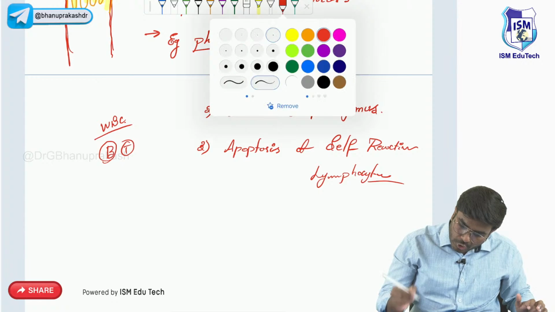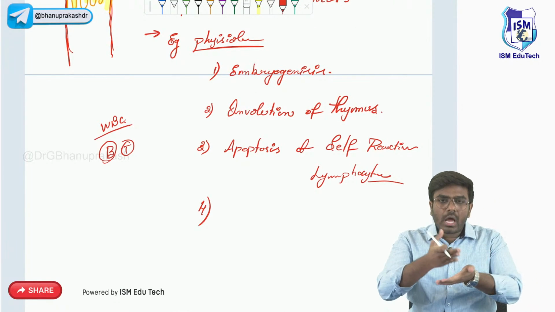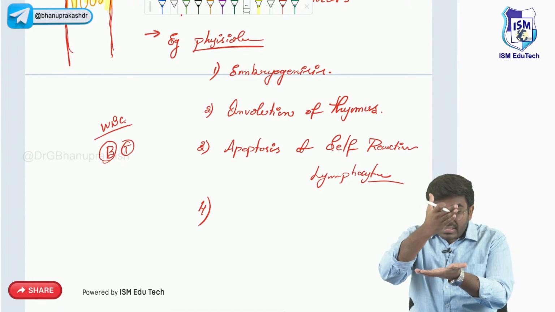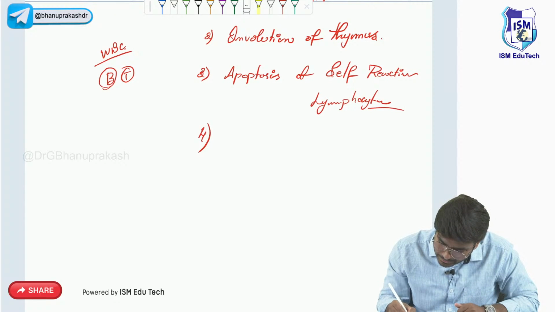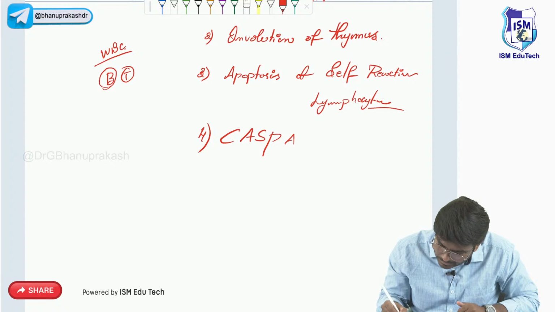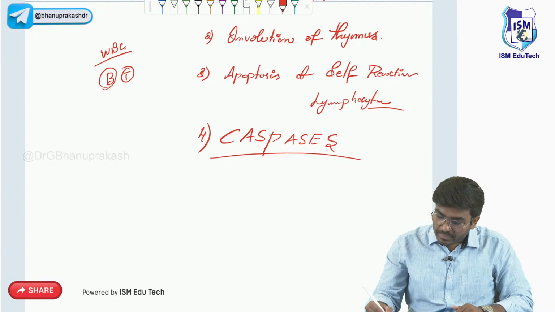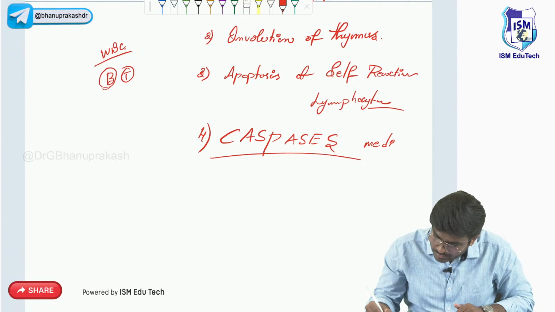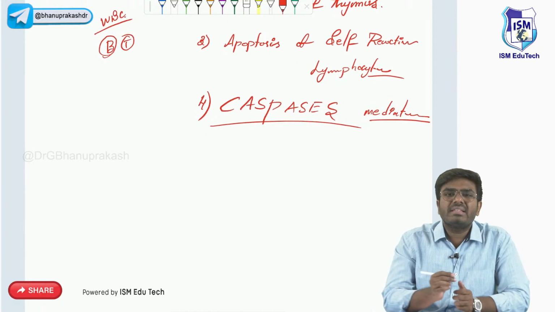And what else should you know regarding this apoptosis? The fourth important point is it's a programmed cell death. Certain enzymes help in the cell death, a group of enzymes called caspases, C-A-S-P-A-S-E-S. Caspase cascade mediates apoptosis.